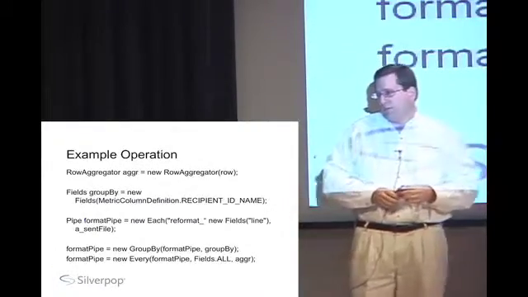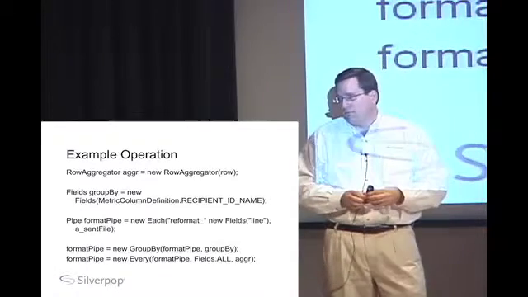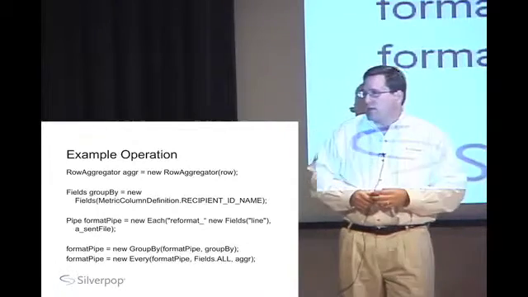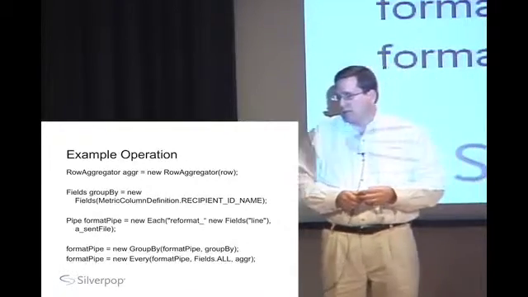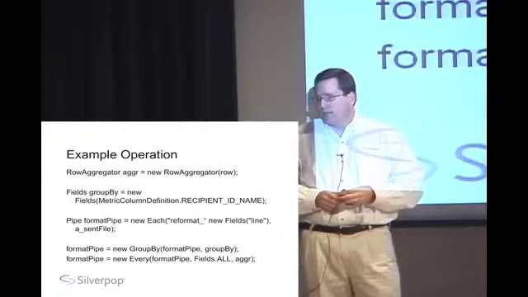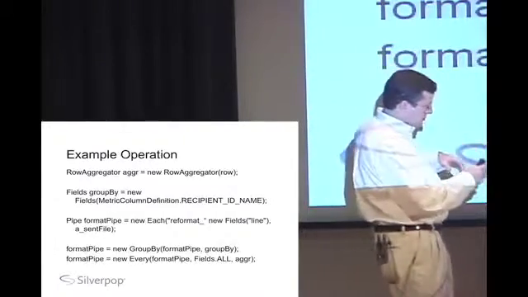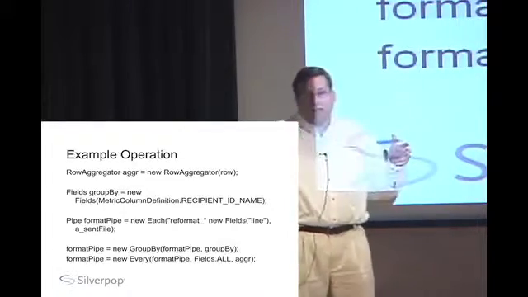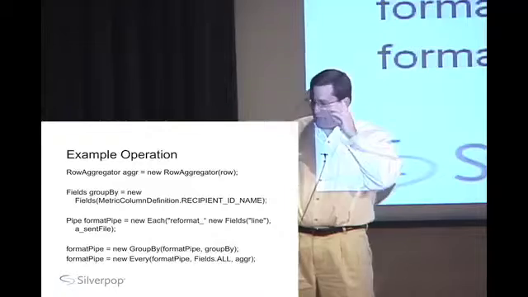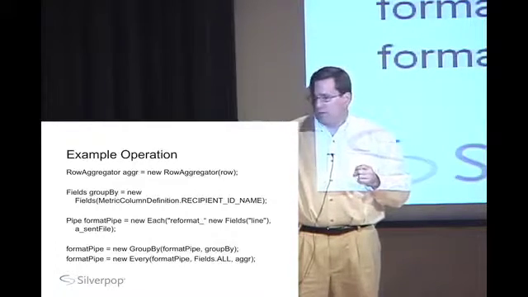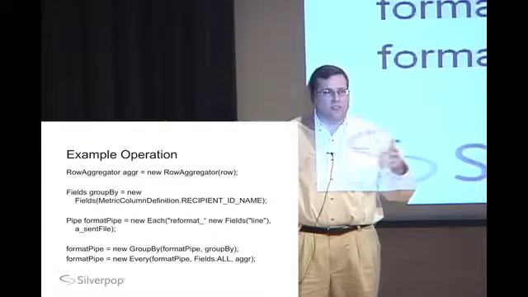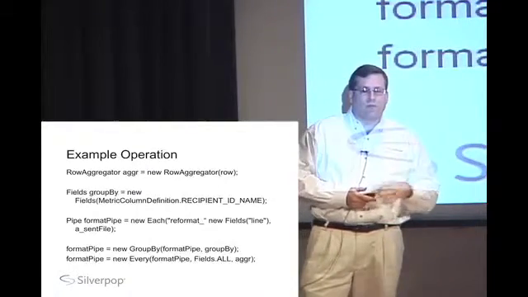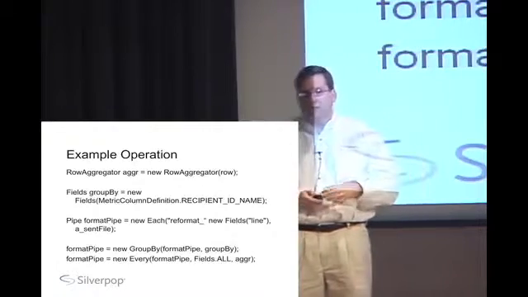So here's an example operation. I've got a class that's called row aggregator that does some aggregations across a row. It finds a group by field, which, in my case, is called recipient ID name. And in cascading, the field is the name of the column. Just like everything else related to data, there's the overloading of names, in cascading, in Hadoop, and in SQL, I mean, is it a field, is it a column, is it a row, is it a data point? And all those different things of reusing the same names applies here too, unfortunately.